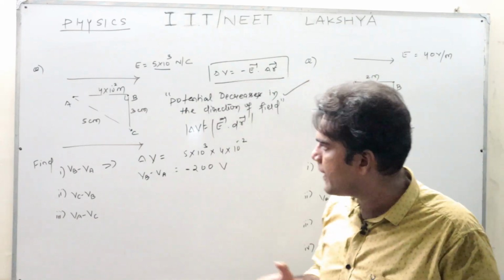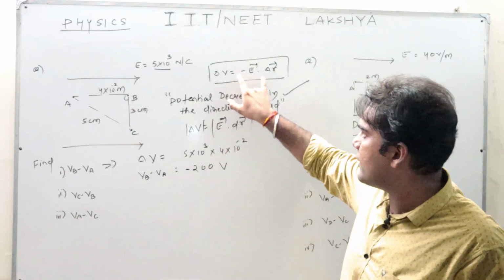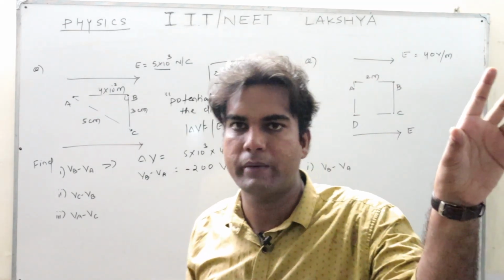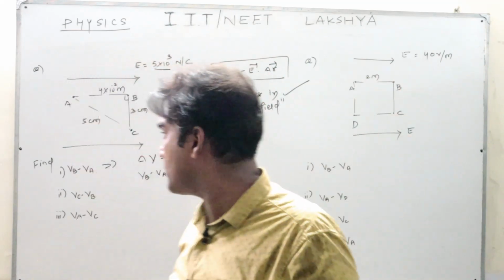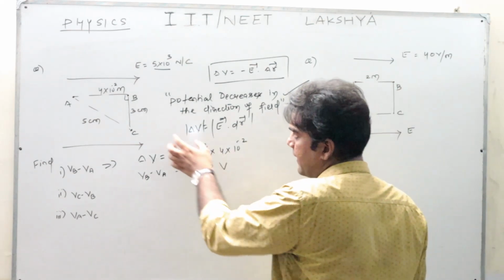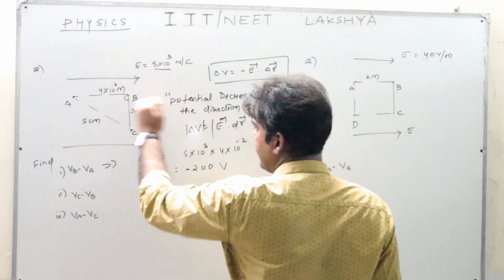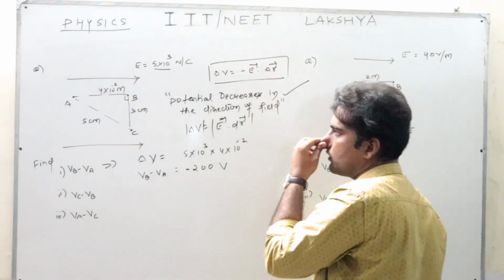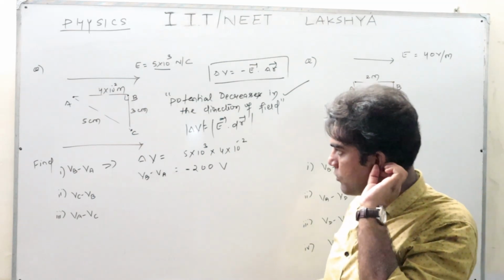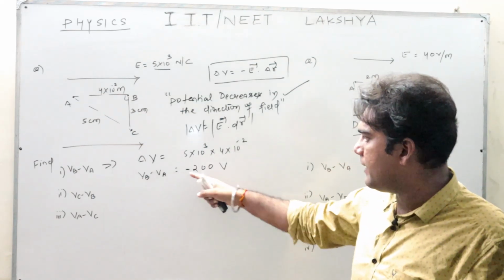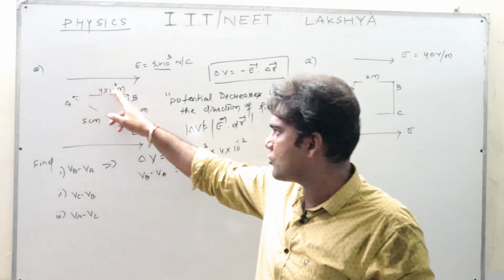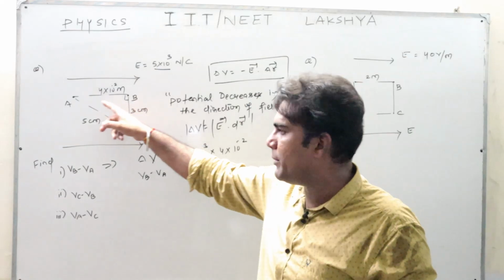Have you understood? Once again observe here. Instead of putting the formula minus E dot dr, you just calculate the magnitude alone. Forget about plus minus. Plus minus we are going to decide from the concept. Potential decreases in the direction of field. So here I have calculated E dot dr. So that is 5 into 10 power 3 into dr. Dot dr means cos 0, because both are in the same direction. So cos 0 is 1. So 200 and minus sign. Why? Because they are asking VB minus VA. When you are going in the direction of the field, potential of B will be less than potential of A.